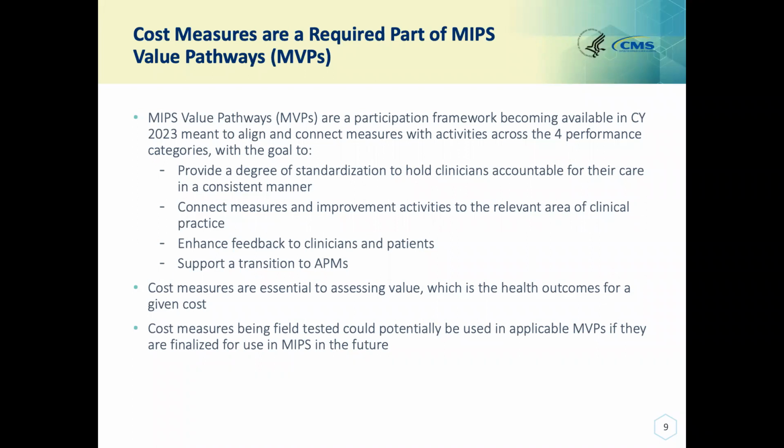7 MVPs will be available starting in 2023. And MVPs are required to include at least one cost measure. This ensures that the value of care, or in other words, the health outcomes for a given cost, can be assessed. If the measures currently being field tested were to be used in MIPS sometime in the future, they could also be included in MVPs to enhance the way that it assesses value or allow new MVPs to be created.